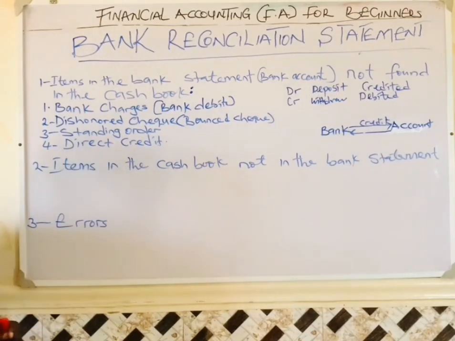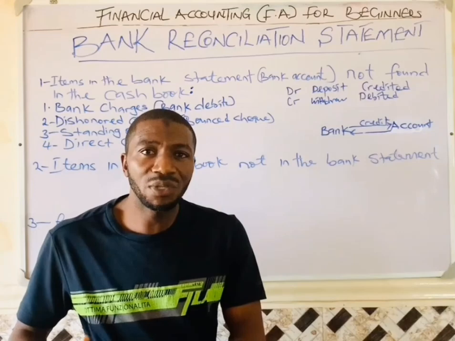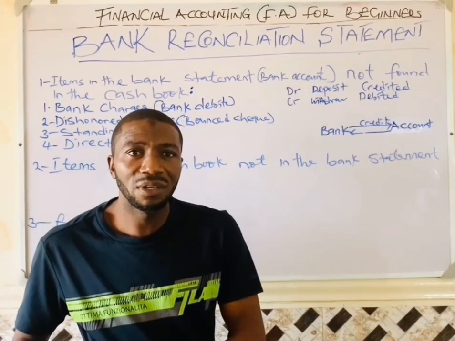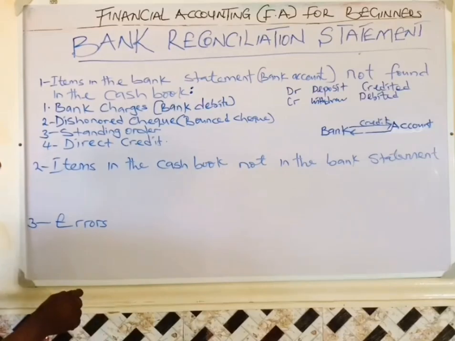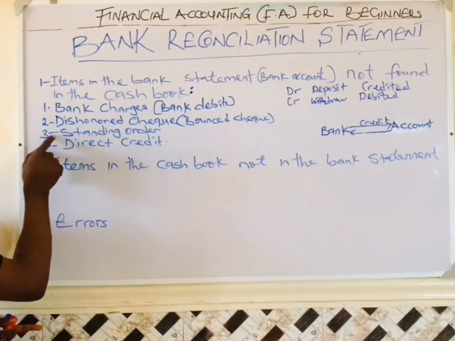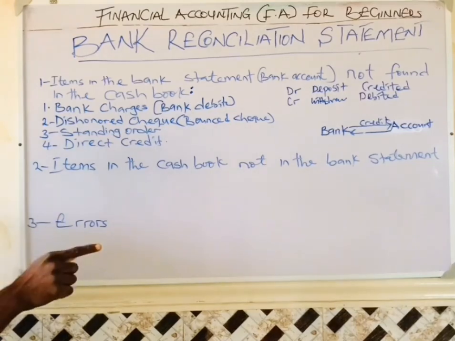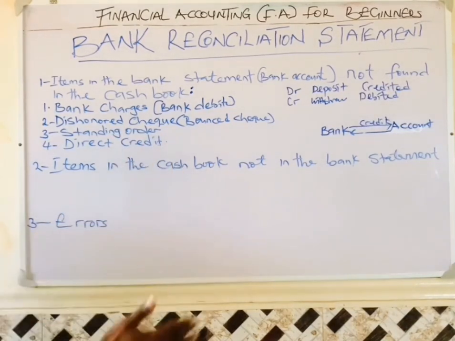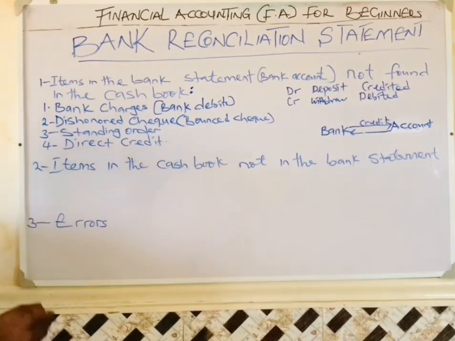Standing order. This is an order given to the bank to be settling the security in your house every month. So at times when you are preparing the cash book, you will not remember or think that you have ordered the bank to be paying so and so people. So you will not see the standing order in the cash book.